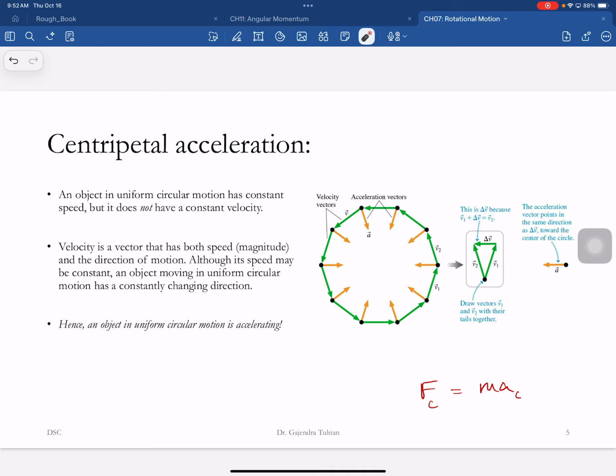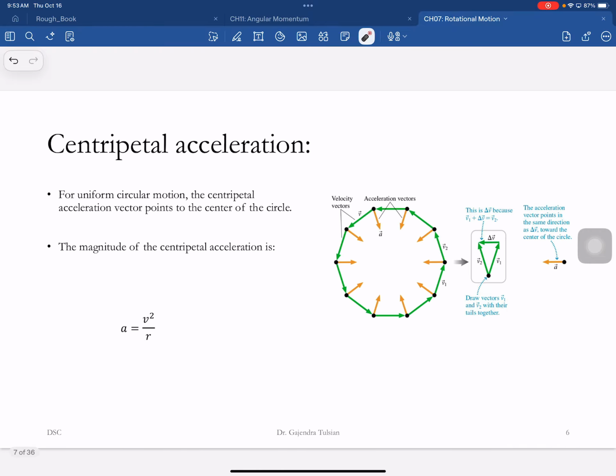Okay? So velocity is a vector that has both speed and direction of motion. Although the speed is constant, an object moving in uniform circular motion has a constantly changing direction, and so it's accelerating. And there is the acceleration. There is the magnitude of the acceleration: your speed squared divided by the radius of the circle.